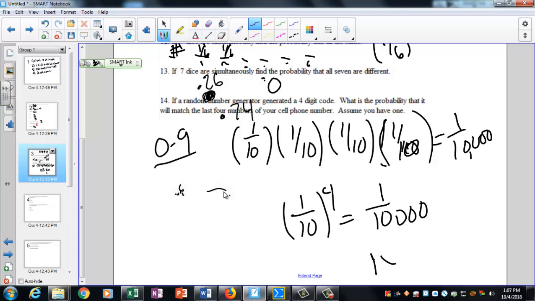However, if you wrote 1 times 10 to the negative 4, I'd give you credit. It means the same thing.